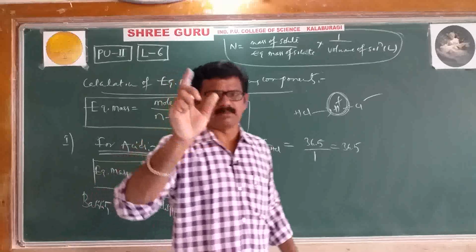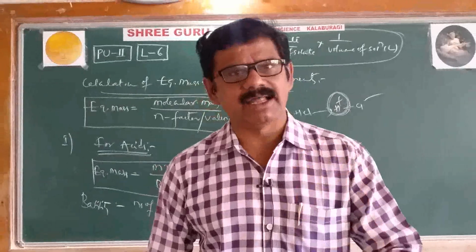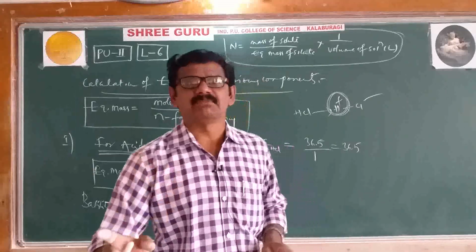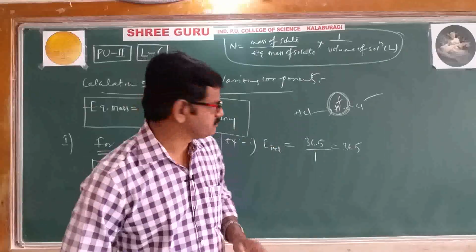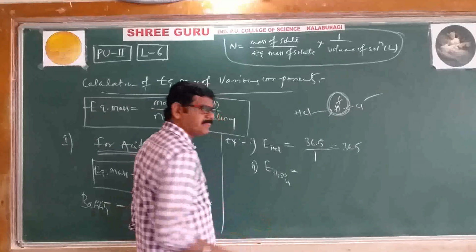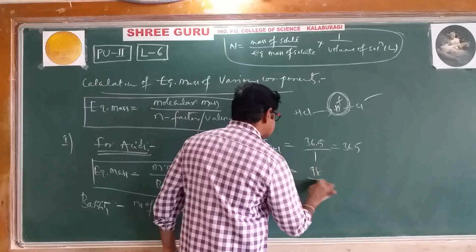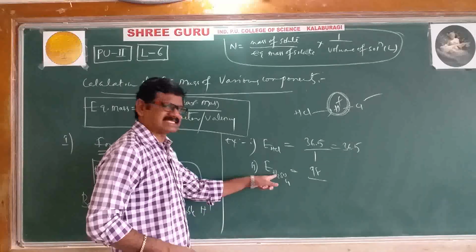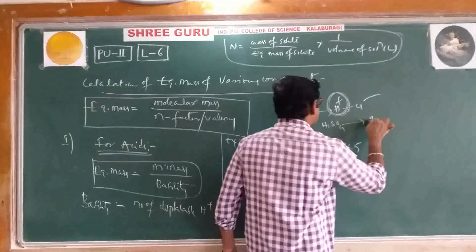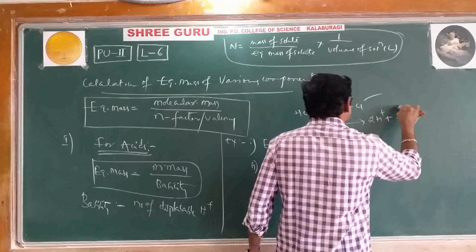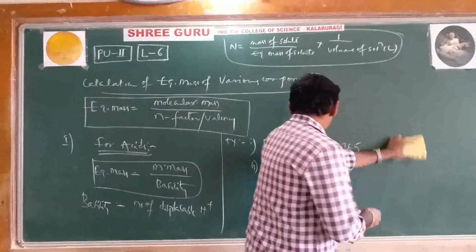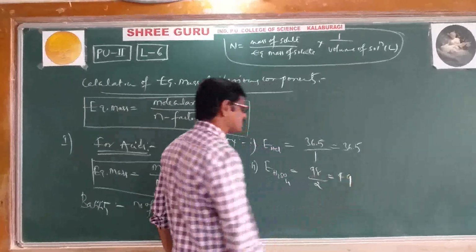Whatever the compound, if its valency or n factor is 1, its molar mass and equivalent mass remain the same. That you have to remember. One more example, the equivalent mass of sulfuric acid. Molar mass of sulfuric acid is 98. Here how many displaceable hydrogens are there? H2SO4 dissociates as 2H plus and SO4 minus 2. The number of displaceable hydrogen ions in H2SO4 is 2. Therefore 49. Up to here no problem.